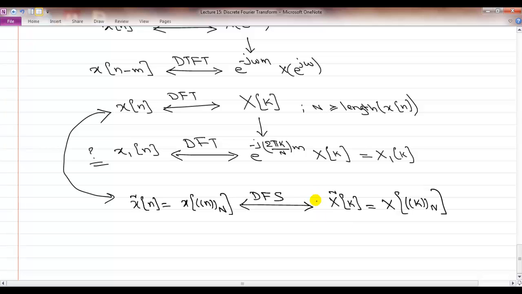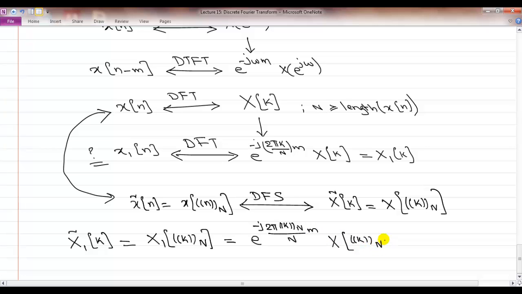So let's now define x1 tilde of k. We are interested in finding out which x1n these DFT coefficients x1k correspond to. For that, we define the corresponding discrete Fourier series coefficients. We define x1 tilde of k equals x1 of k mod n, the periodic extension of the coefficients we are interested in. Then we plug in that value, so it's e to the minus j 2 pi k mod n over n times m, and x of k mod n.